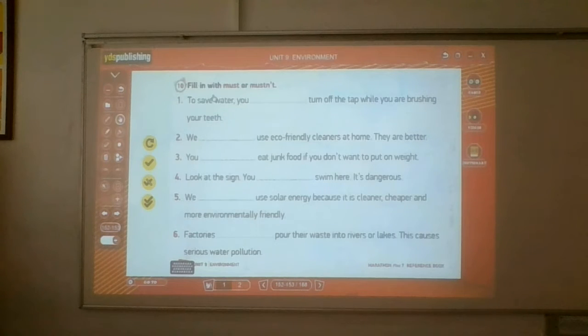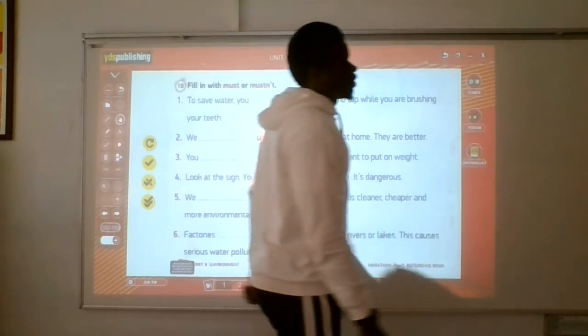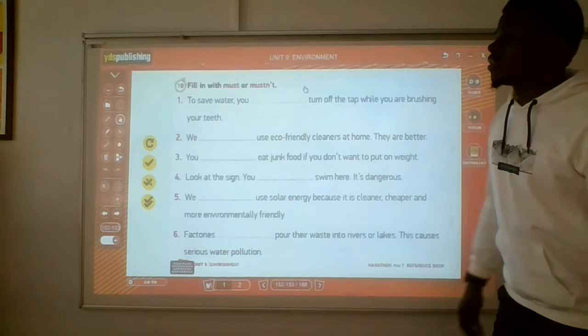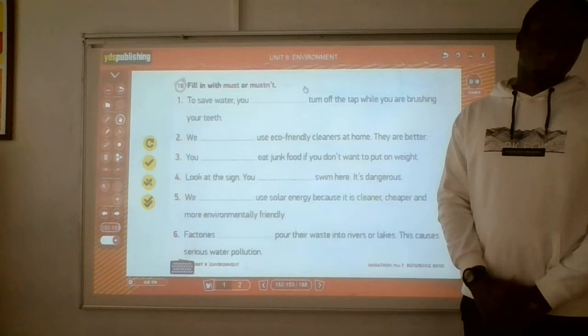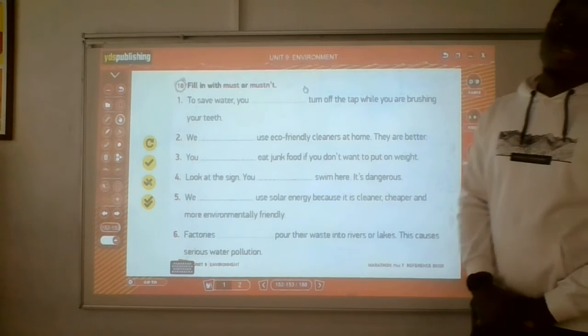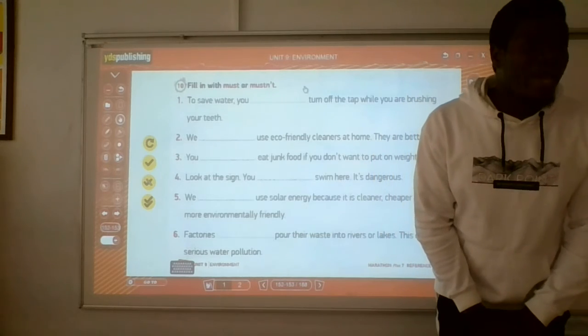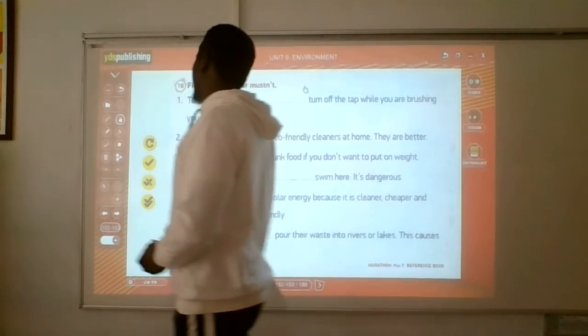Fill in with must or mustn't. Guys, we said that we use must when talking about a strong obligation. You must do this. For example, you must close the tap after using. You mustn't waste water.